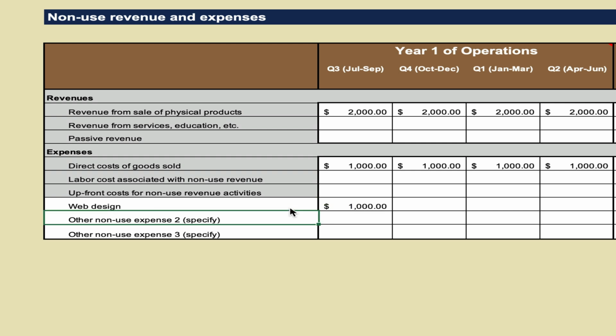Okay, very rudimentary, but it at least allows you to consider these secondary activities, but it's not the primary focus of this model. Okay, so that's as much as we're going to do on this page. And now you're ready to move along to the remainder of the user input sheets of this model.